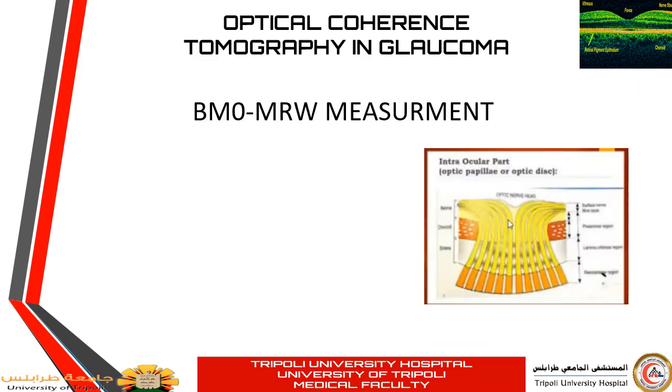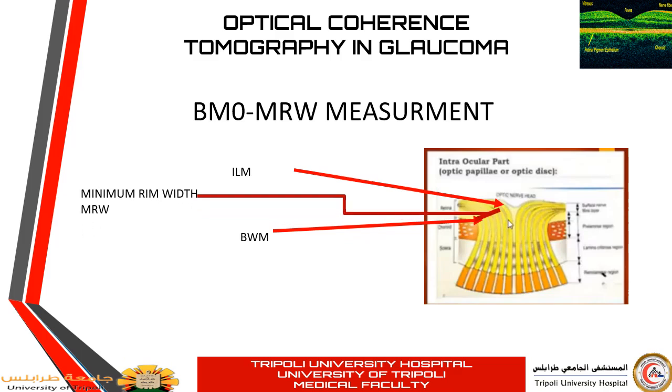In this slide, you will see how we measure the neuroretinal rim of the optic disc, what's called the Bruch's membrane opening minimum rim width measurement. As you can see here, this is the termination of the internal limiting membrane, and this is the termination of Bruch's membrane. The distance in between is regarded as the neuroretinal rim width.